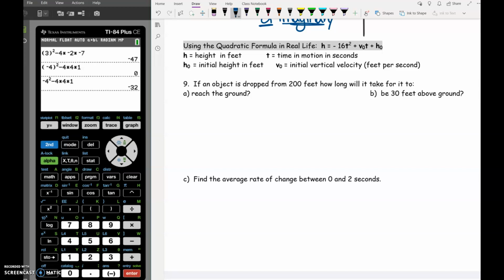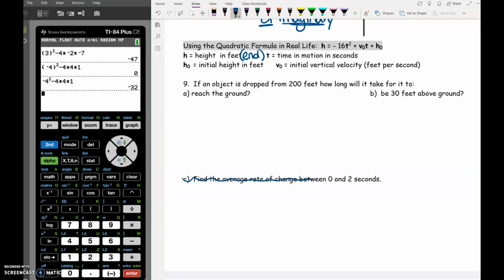We are going to use the formula h equals negative 16t squared plus v sub 0 t plus h sub 0. So that weird little v0 and h0, that's v sub 0 and h sub 0. V sub 0 is initial velocity. H sub 0 is initial height. The h, you might want to write next to that, it's kind of like your ending height. And t is the time in seconds.